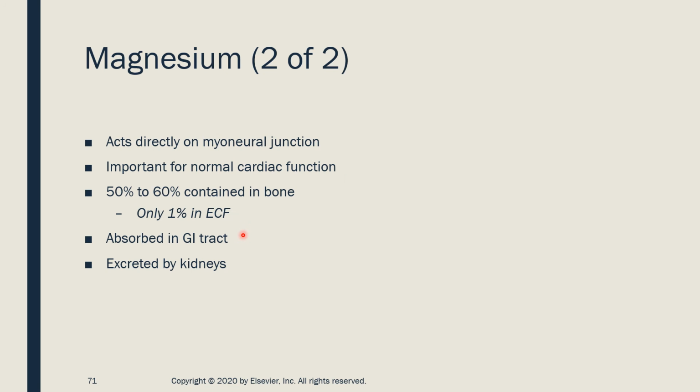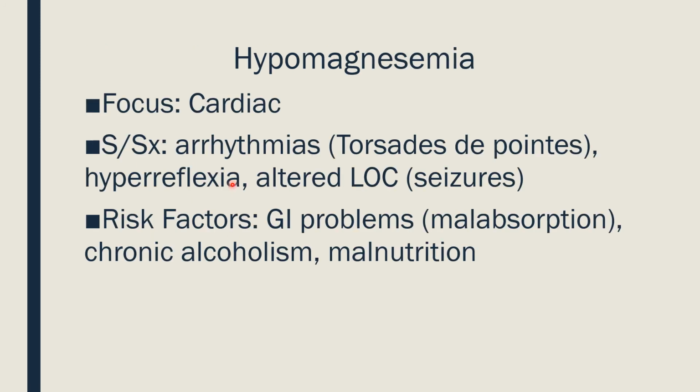And the thing with magnesium, it's absorbed in the GI tract and excreted via the kidneys. Okay, for low magnesium, again, our focus is cardiac. Now you will see arrhythmias like torsades de pointes, and torsades de pointes is also known as polymorphic ventricular tachycardia. When you check their deep tendon reflexes, you will also see that they have hyperreflexia and they have altered level of consciousness, so they're also at risk for seizures.